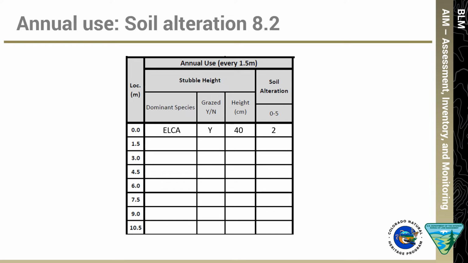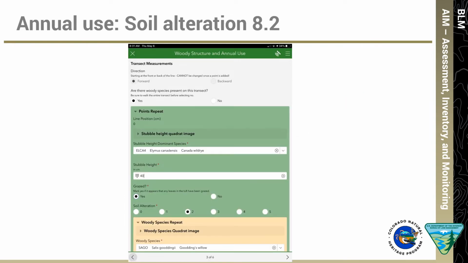Here's an example of how soil alteration would be recorded on a datasheet, showing data recorded at the 0 meter location on the transect, and 2 lines in the memframe were intercepted with soil alteration, so a 2 is recorded in the far right cell for that line. Here's an example of what the electronic data form in Survey 123 looks like for soil alteration, showing that 2 lines in the memframe were intercepted with soil alteration, so a 2 is recorded in the soil alteration line.